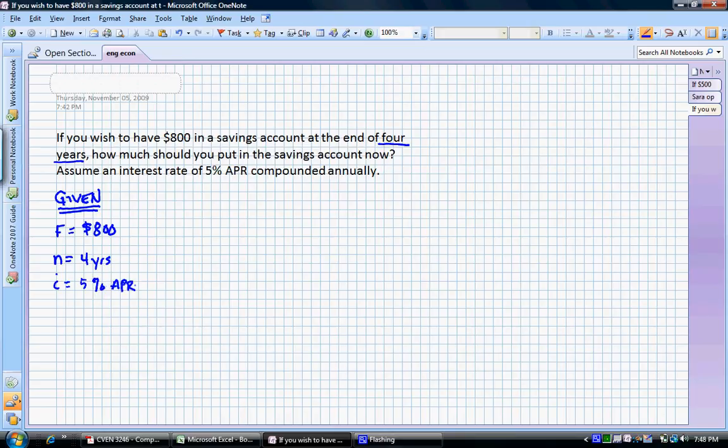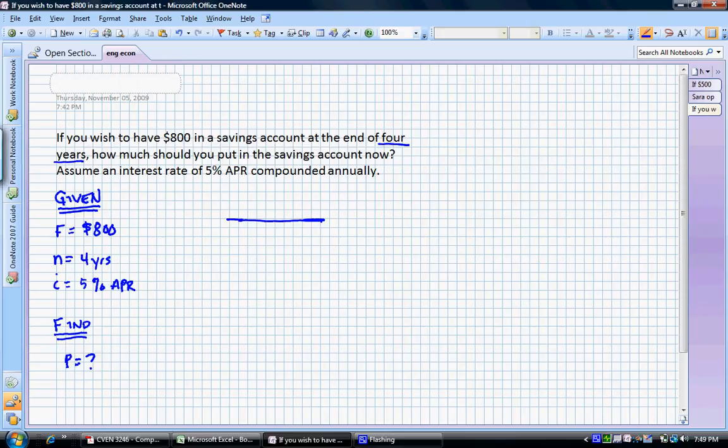Remember, that APR is interest per year, and we can look here and see that our N and our I are in the same units, so we know we're okay. What we need to find in this problem is the present principal investment that we need to make right now in order to have $800 in the future. So really quickly here, let's draw our cash flow diagram because these are always important.